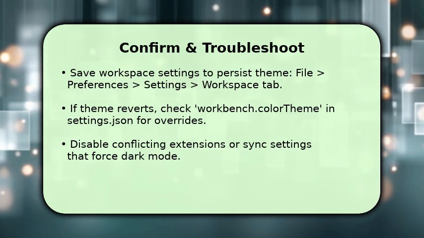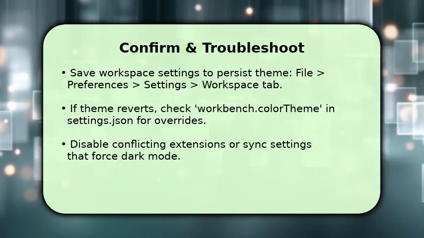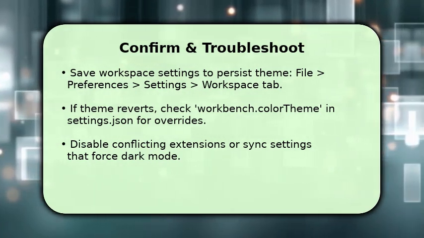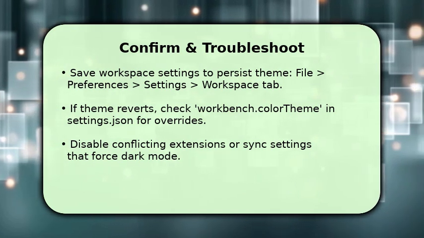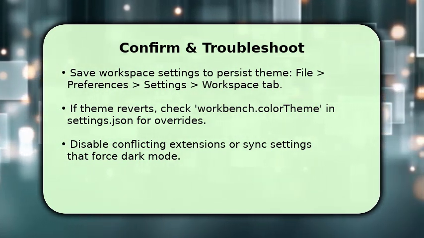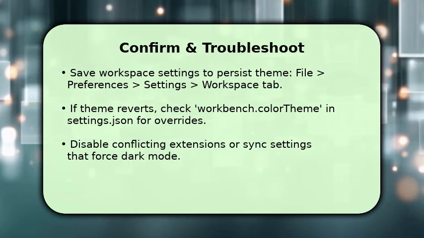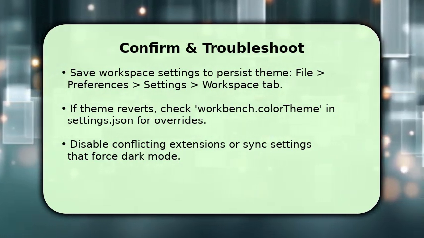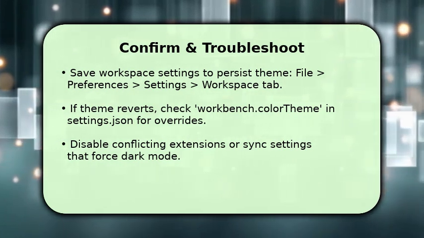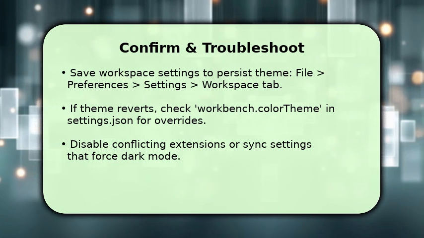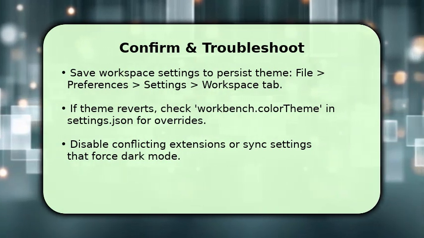Go to Settings and confirm Workbench.Color Theme reflects your selection. If it reverts, open Settings JSON and look for conflicting entries or a synced setting from another machine. Remove or override them. Also, disable extensions that forcibly set themes. Once resolved, restart VS Code to ensure integrated terminal and status bar match the chosen theme.